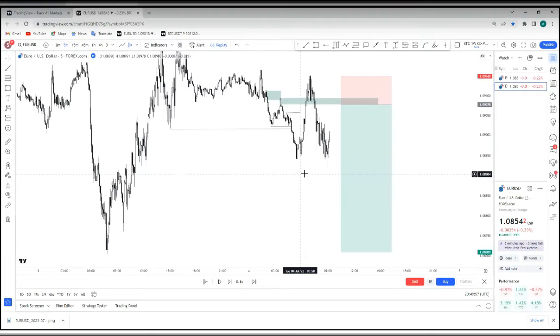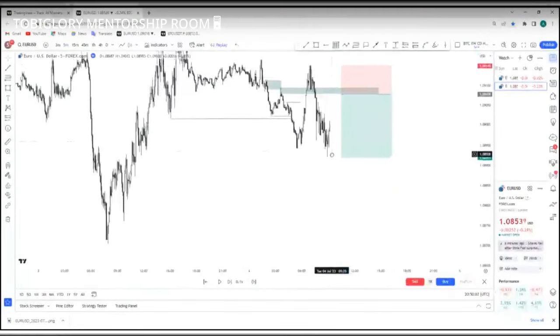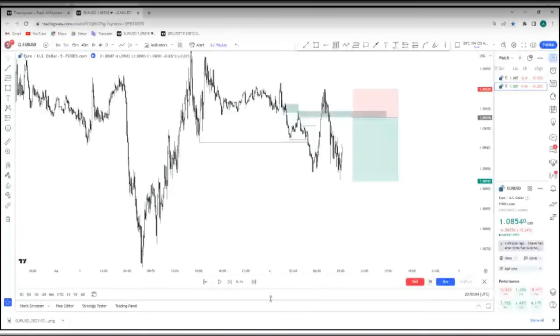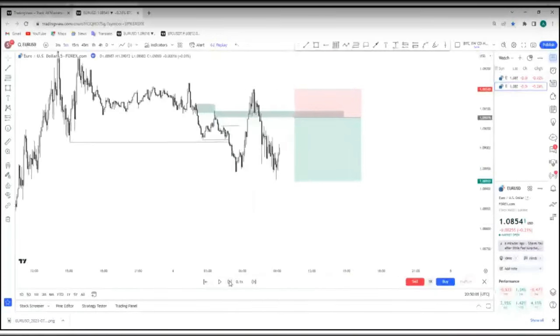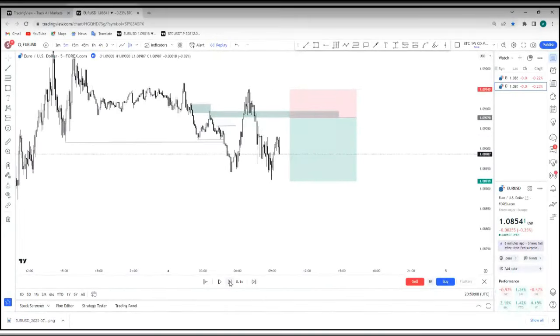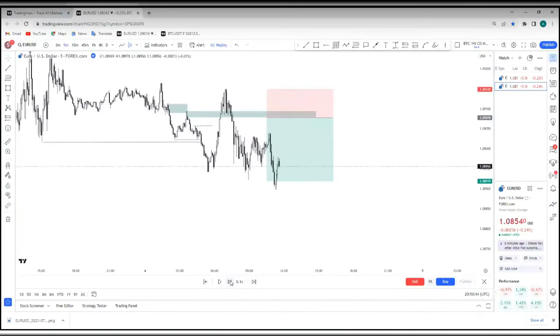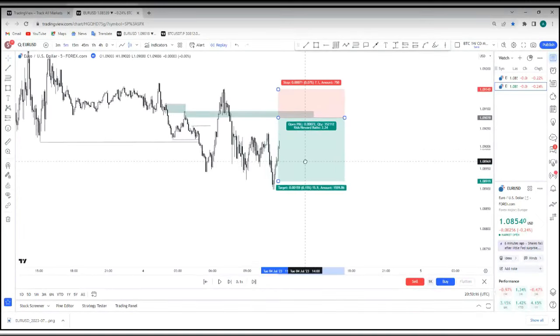Or you are targeting this low first, because this is a significant TP. So let's see. Okay, we are targeting this place then.